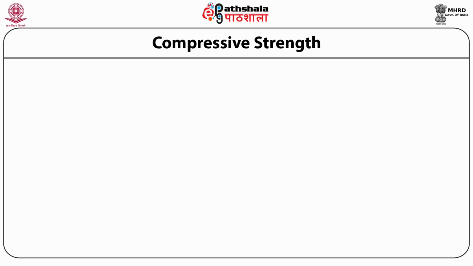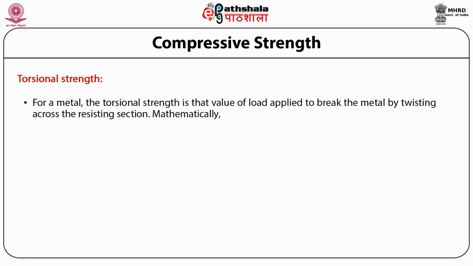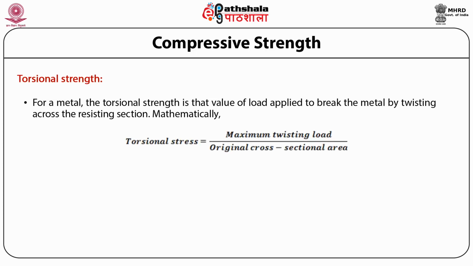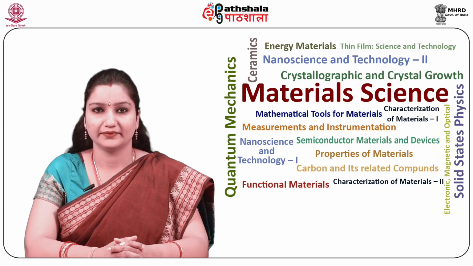The next that we are going to study is torsional strength. For a metal, the torsional strength is that value of load applied to break the metal by twisting across the resisting section. Mathematically, torsional stress equals maximum twisting load divided by original cross-sectional area. This is also expressed in Newton per mm square or meganewton per meter square.